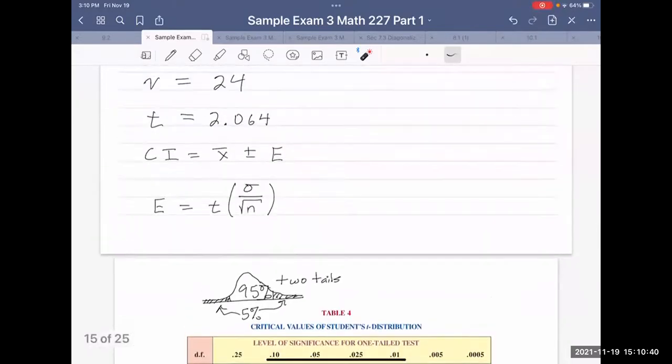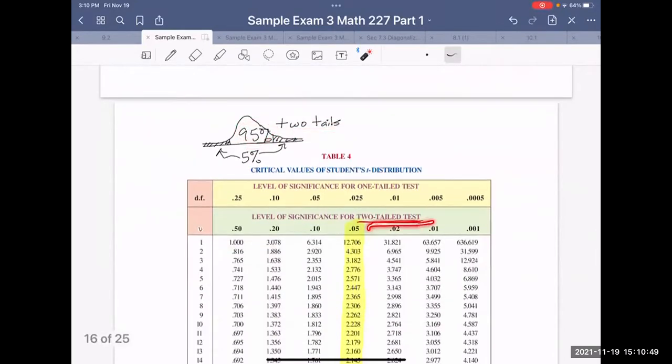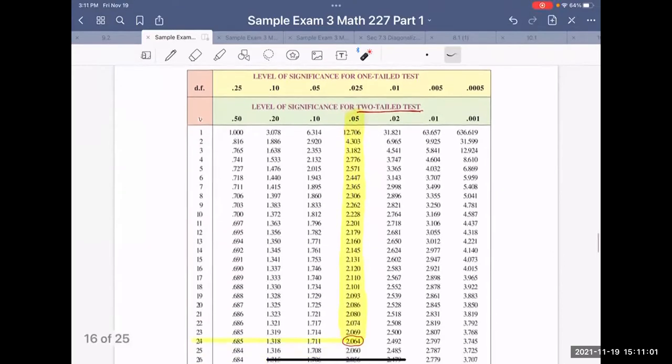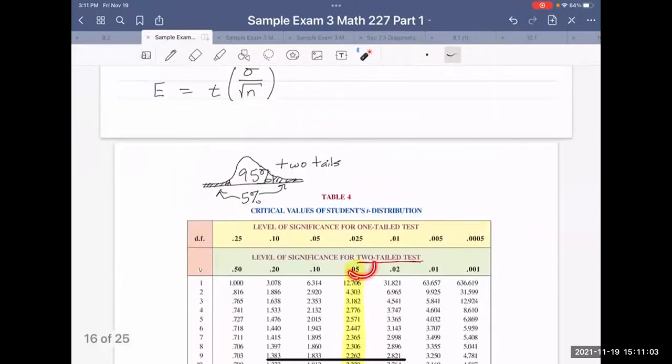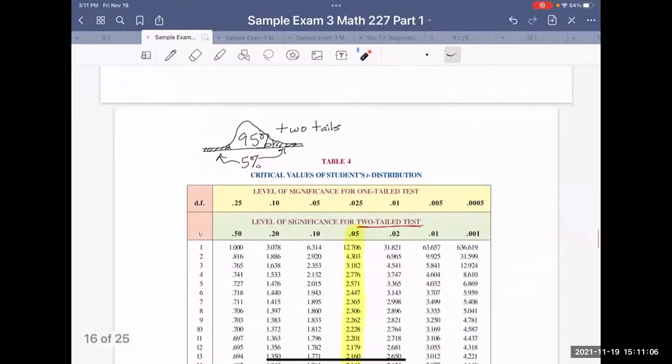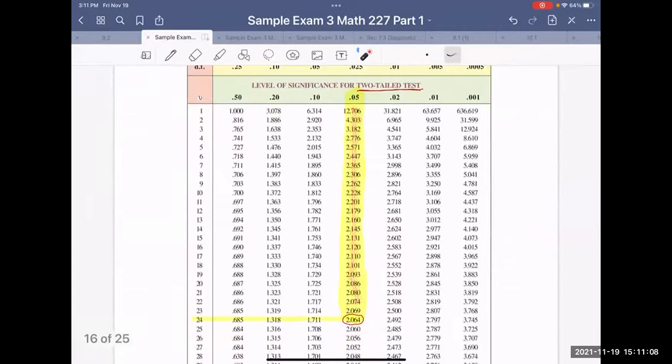And I can look that up. So we have a 95% confidence interval. Confidence intervals are always two-tailed. So I'm going to look at two-tailed. If 95% is in the middle, then the total in the two tails is 5%. So look at 5%. My degrees of freedom are 24. And so I go and I look at 24. And so my critical value is 2.064.